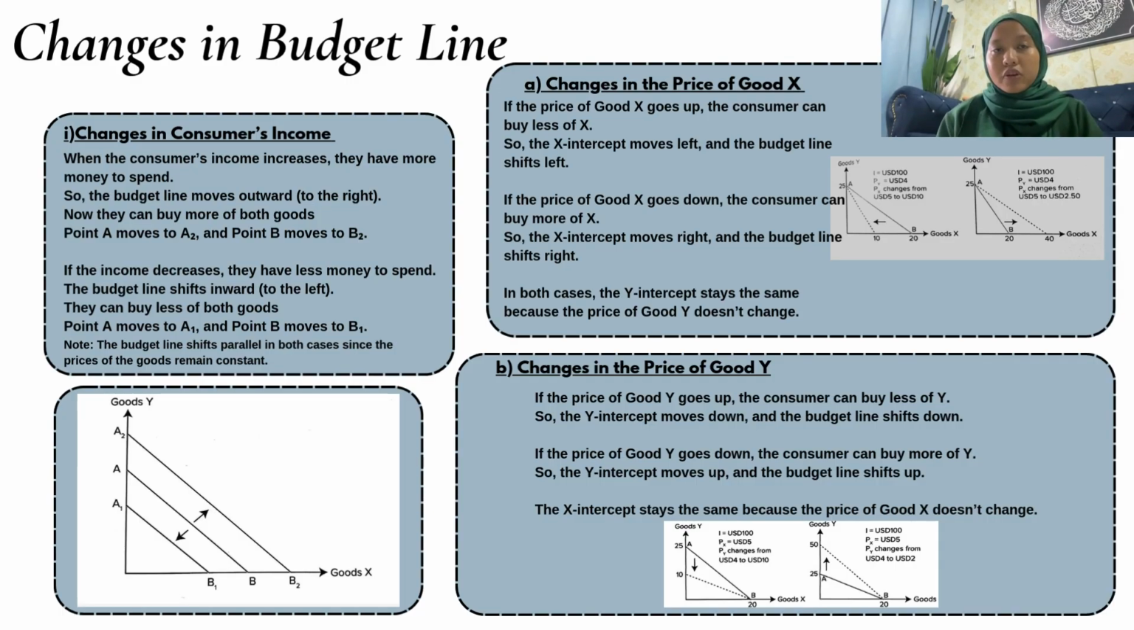So for B, change in the price of good Y. If the price of good Y goes up, the consumer can buy less of Y. So the Y intercept moves down and the budget line shifts down. If the price of good Y goes down, the consumer can buy more of Y. So the X intercept stays the same because the price of X does not change.